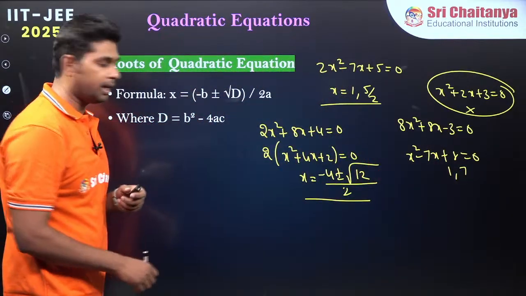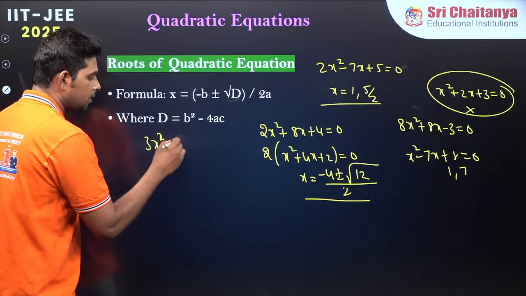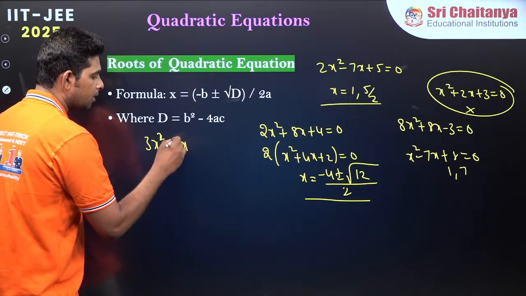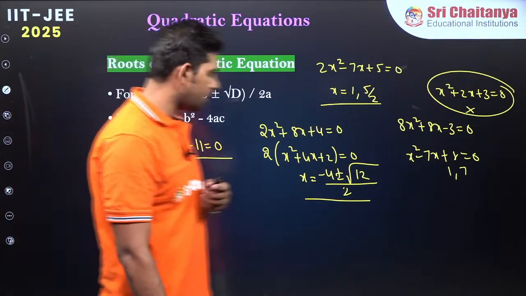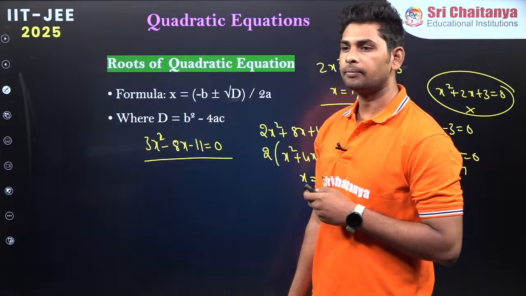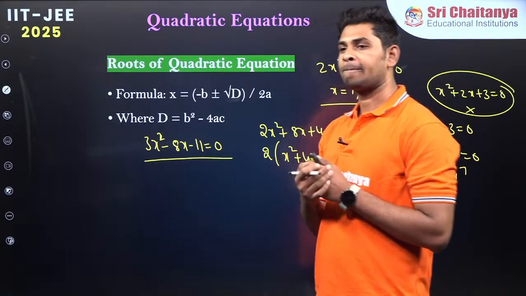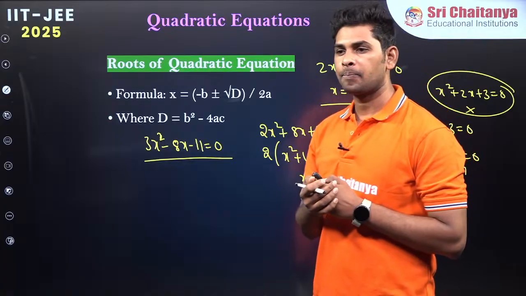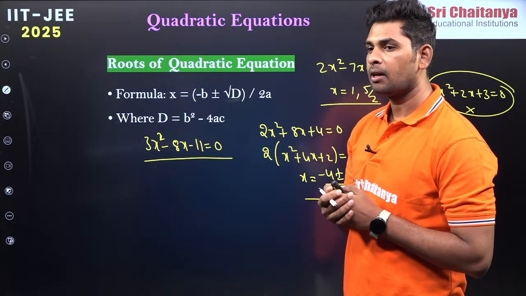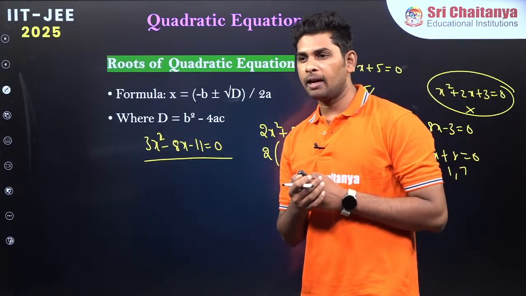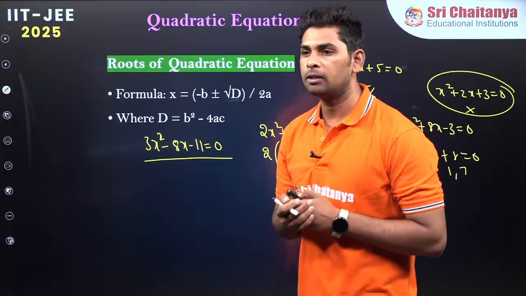I will give a difficult one then for you. 3x square minus 8x minus 11 is equals to 0. Give me the roots of this equation. YouTube lovers, they have given a 2, b 8 and c 8, the roots will be minus 2, minus 2.